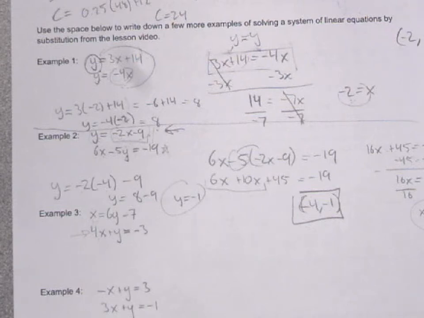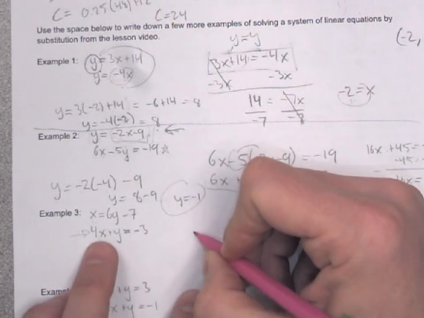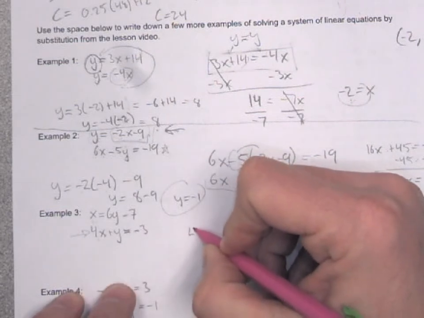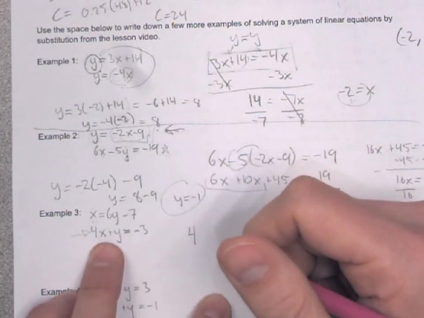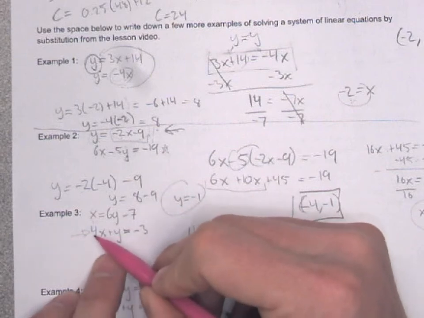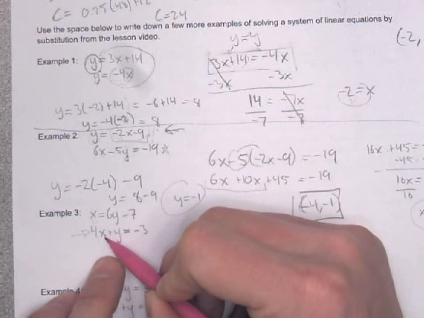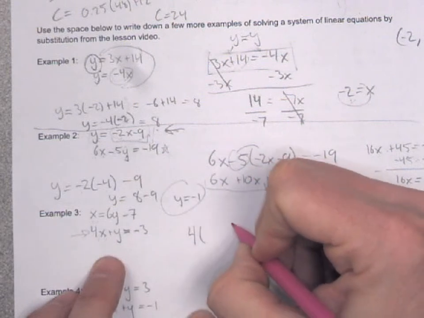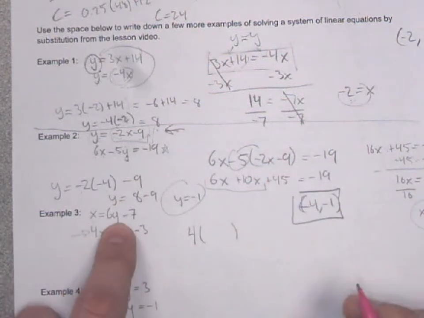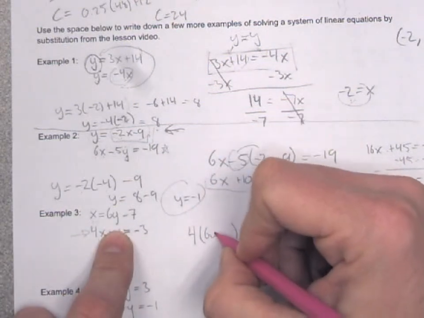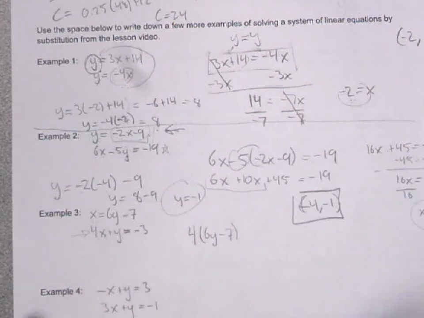So let's write this out here. I'm going to take this equation here, the second one, and I'm going to replace the x. Imagine this is a recipe, but I don't have any x's to use, so I have to replace it with something. If I don't want to use x, I have to use what x is equal to. In this case, 6y minus 7.